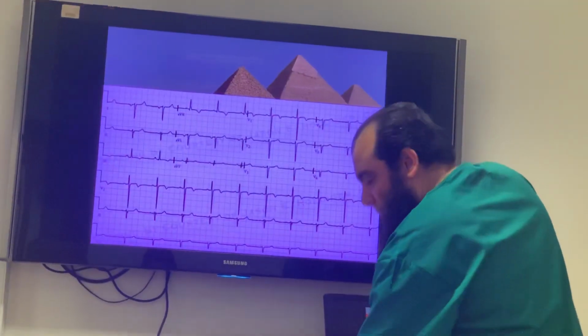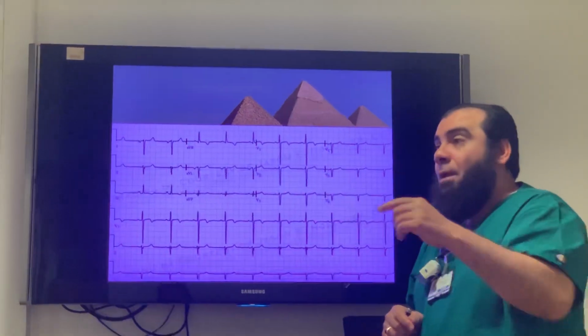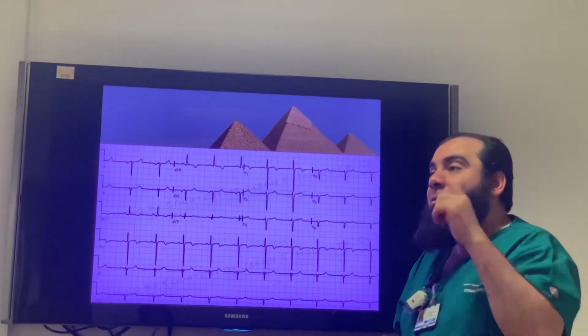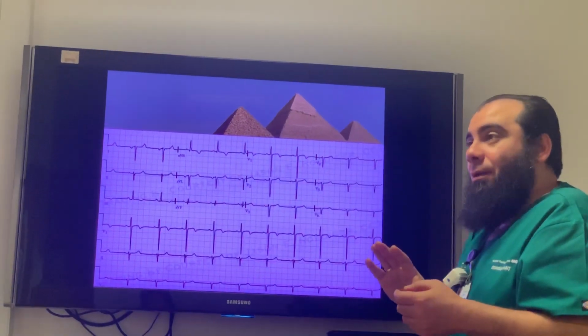So again, another thing to just memorize. P mitrale starts with M, which is the bifid one. Yeah. Easy.